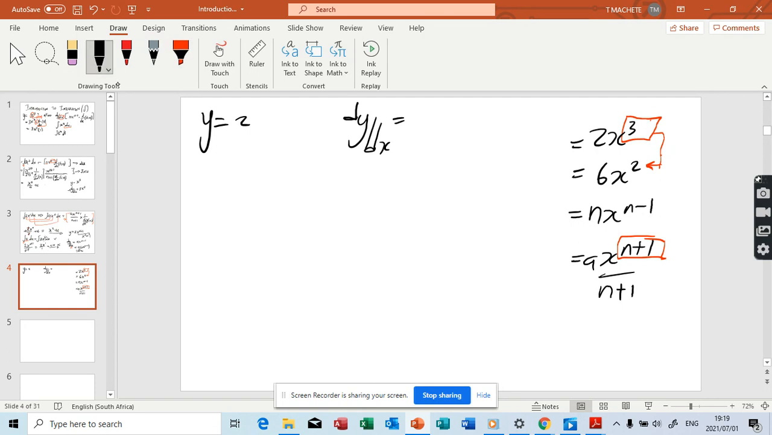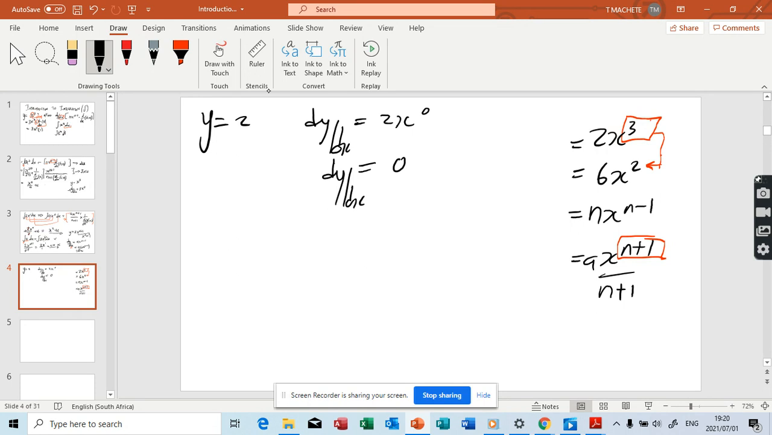So let's go to a constant now. Let me just erase this. I'll write it nicely. When you differentiate a constant, dy over dx, remember what I said, 2x to the power 0. Do you agree that 2x to the power 0 is the same as 2? So what are you going to get when you differentiate this? Yeah, you're going to get 0.